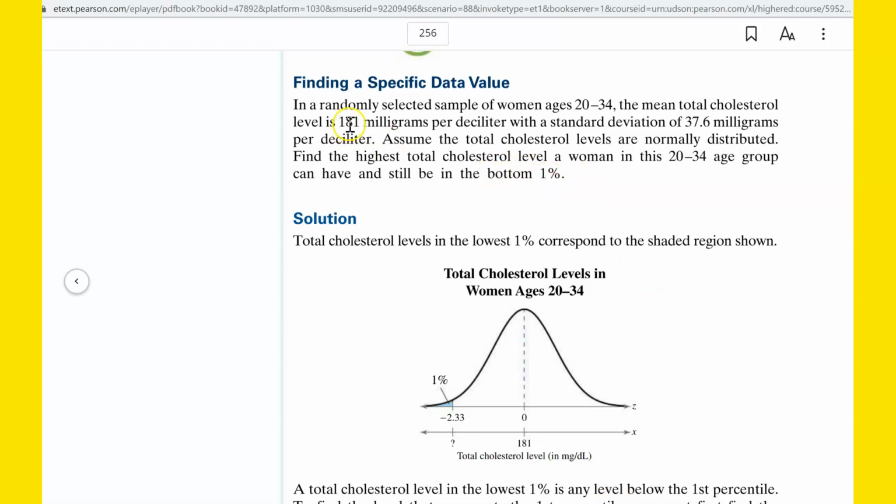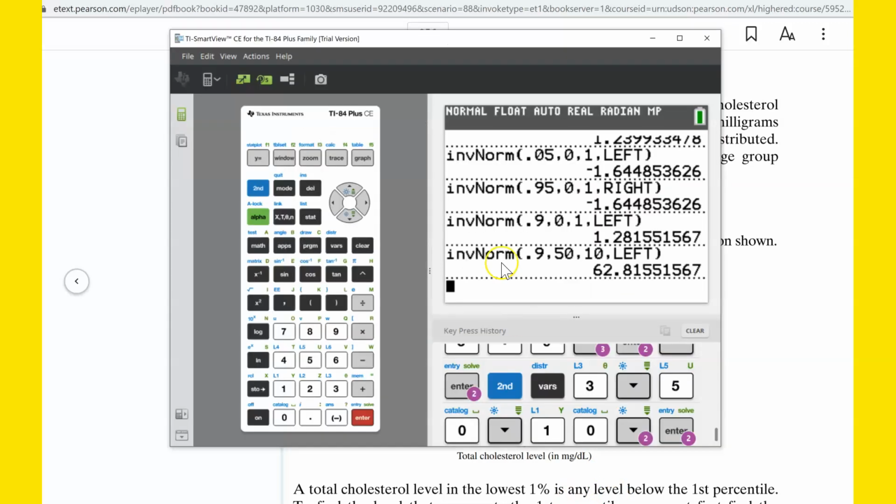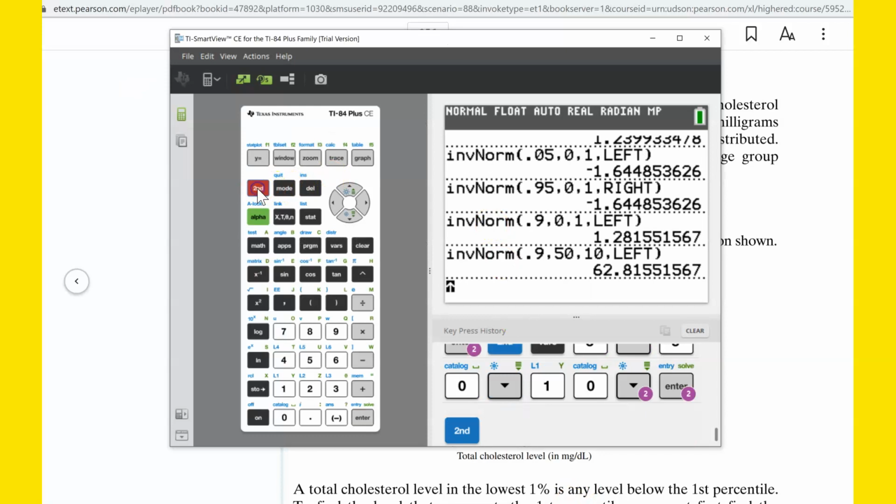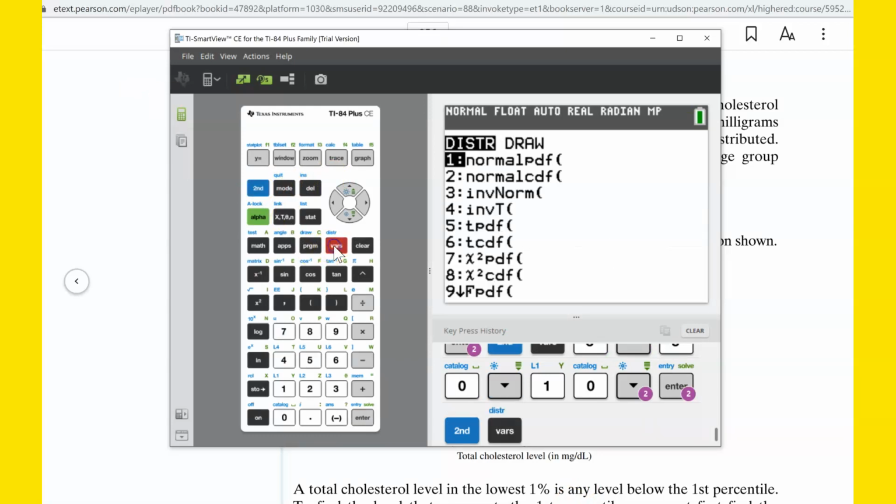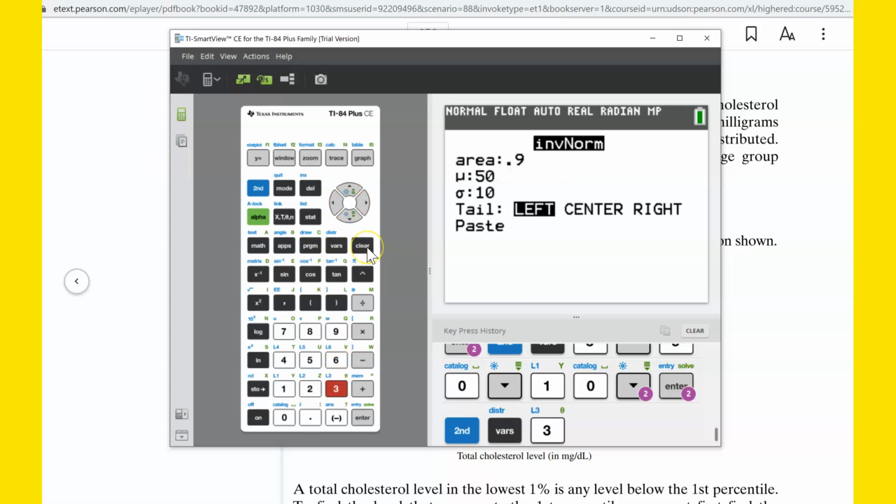I've got to try to remember. My mean is 181. My standard deviation is 37.6. If I forget that, one of you guys remind me. Just speak through the video and remind me. Yeah, right. If I was in class, you could.